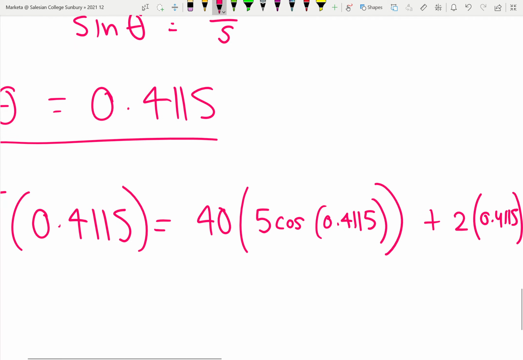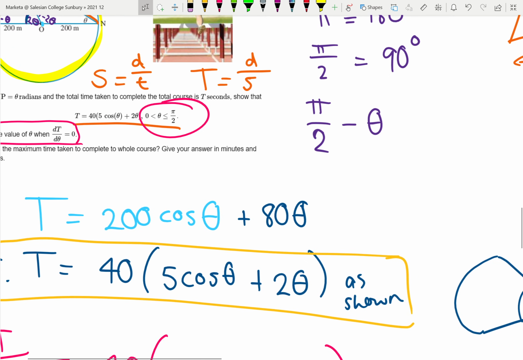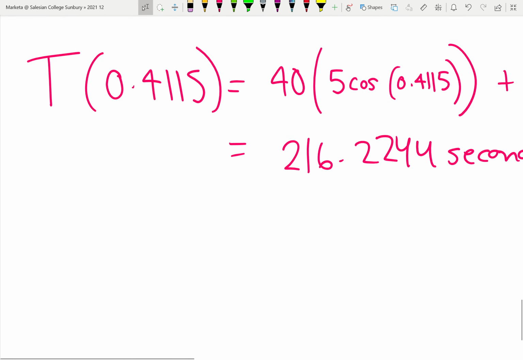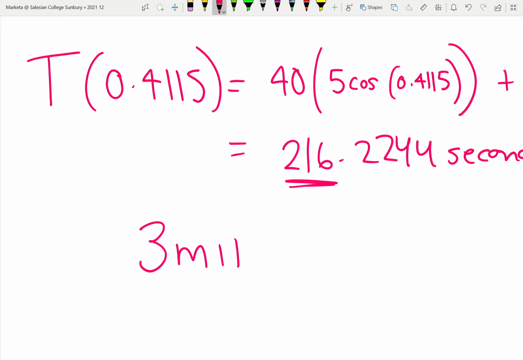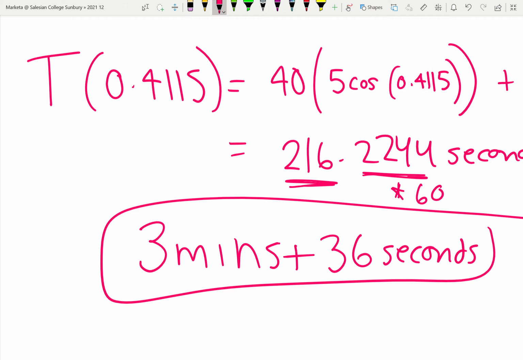Okay, so putting that into CAS, I'm getting 216.2244 seconds. And it says to us, let's have a look, in minutes and seconds. Okay, so minutes, we can divide that by 60, and we're getting 3 minutes. And then we can times this by 60, and we're getting 36 seconds. And that completes question 8.